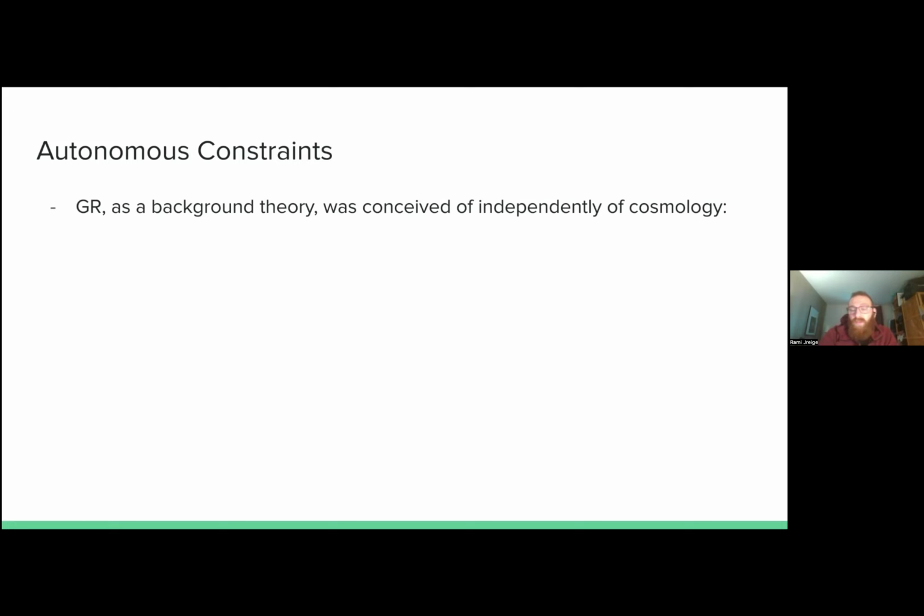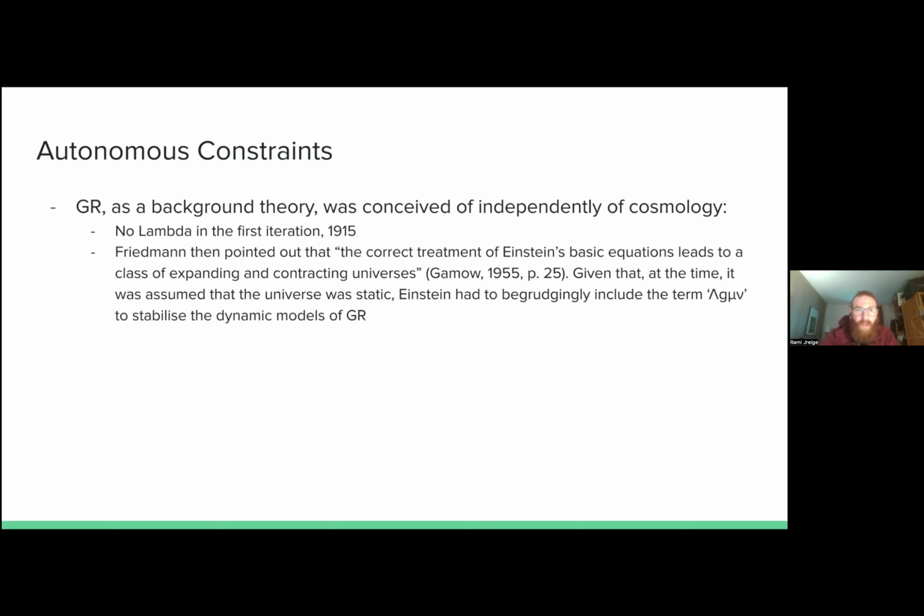So to start off, general relativity as a background theory is conceived independently of cosmology. There was no lambda in the first iteration, the first publication, because it had nothing to do with cosmology per se. It was just about exploring gravity. But then Friedman pointed out that the correct treatment of Einstein's basic equations leads to a class of expanding, contracting universes. In other words, it was impossible to have a static universe with GR without lambda. Given that at the time it was assumed the universe was static, Einstein had to include the term lambda begrudgingly to stabilize dynamical models of GR.